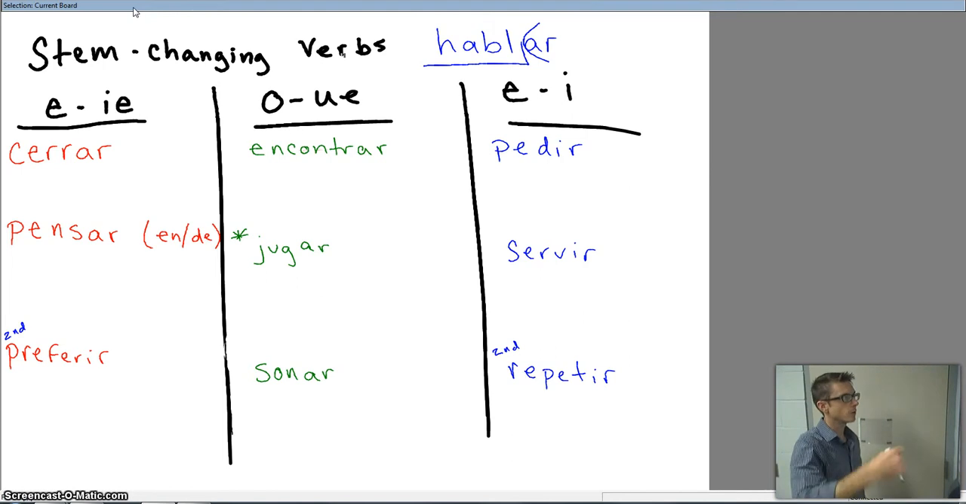So habl is the stem of our verb hablar. Stem changing verbs means that within that stem something is going to change. You have three different groups of stem changing verbs: E to IE, O to UE, and E to I. We're going to take a look at the E to IE first, and we're going to talk about how to conjugate these verbs. So let's look at cerrar.